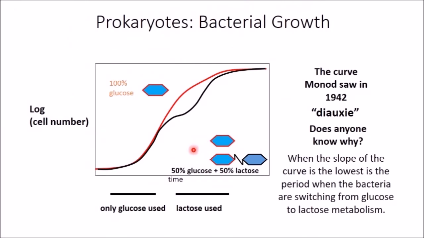So we're back to this curve. Do you guys know why yet? While it's here, the answer's here for you. When the slope of the curve is the lowest, that is the period when the bacteria are switching from glucose to lactose metabolism. It takes time to transcribe and translate the proteins that will then allow these cells to feed on and grow off the lactose. It takes time, and that's why we see a dip in the cell number during this time, because that's the time where they're switching. In this upward curve, only glucose is used, and in this curve, only lactose is used. So that's why we see that diauxic curve, or that double growth curve.